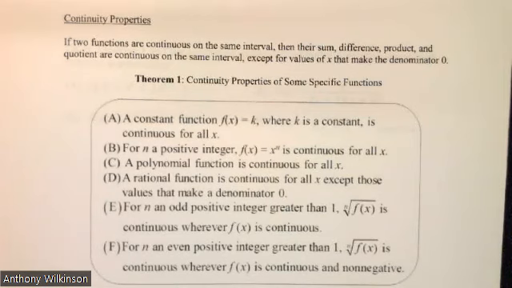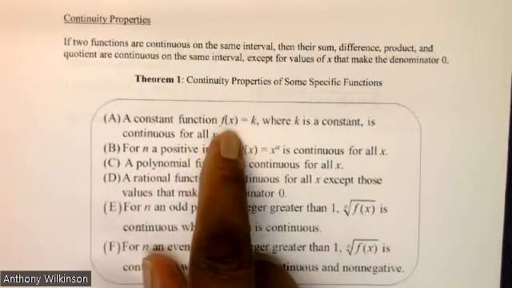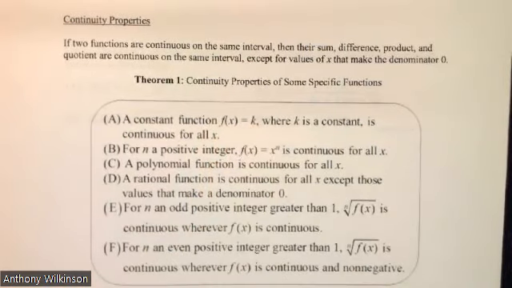And the first theorem deals with the continuity properties of some specific functions. In part A, a constant function f of x equals k, where k is a constant, is continuous for every x value. Meaning any x value that you assign to it, f of that x value will always be that constant, regardless. Part B, for n a positive integer, f of x equals x to the n is continuous for all x. Okay, that's self-explanatory.